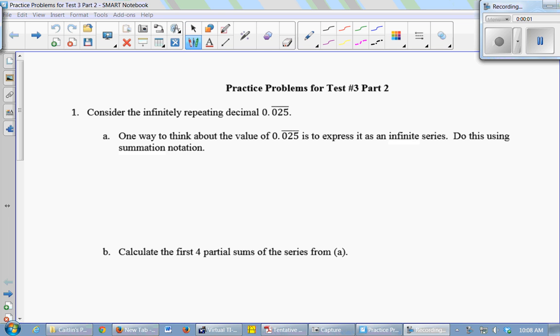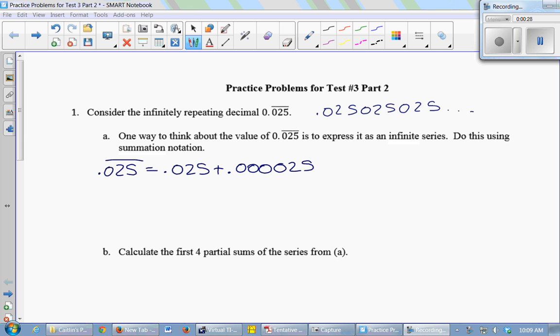All right, so if we think about the decimal 0.025 repeating, that is 0.025, 025, 025, etc. So I want to write that as an infinite series using summation notation. So first I'm just going to write it as a sum without summation notation. So 0.025 repeating is actually equal to 0.025 plus 0.000025 plus 0.0000025 plus dot dot dot.